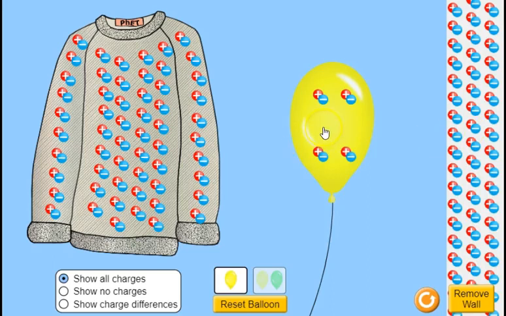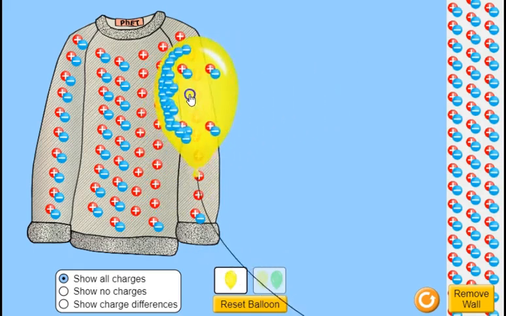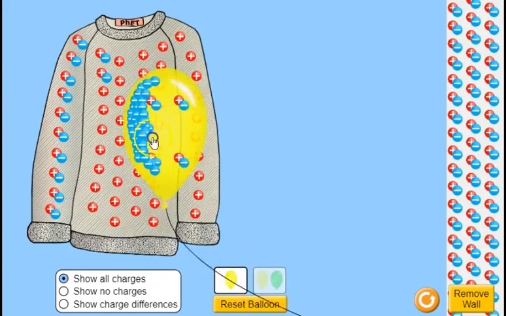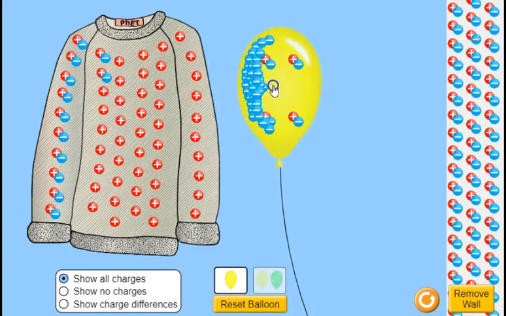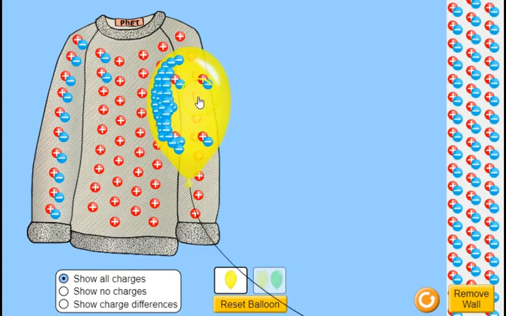So I have this balloon here, and you can see that we have three objects. We have the sweater, the balloon, and the wall, all of which are electrically neutral. When I take the balloon and I rub it on the sweater, you can see that electrons are rubbing from the sweater onto the balloon. And so the sweater is positively charged, the balloon is negatively charged. If I let the balloon go, it's attracted to that sweater.